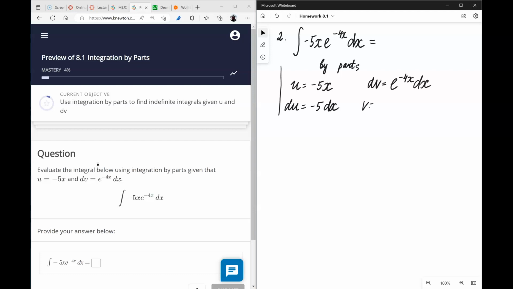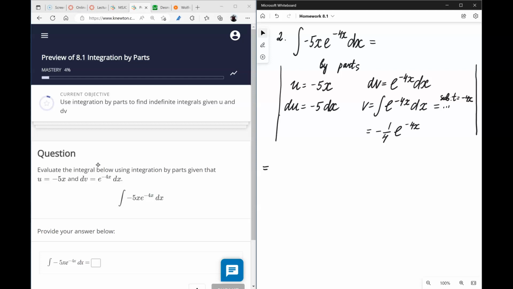So it's just a matter of you integrating and differentiating whatever you chose to be your u and dv. Here, again, I'm not going to do all the work, but if you grab a piece of paper and do substitution, t equals negative 4x, you'll see how it works out this way.